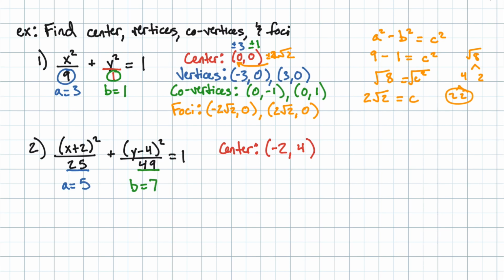This means that my vertices are going to be along the vertical axis because the larger denominator is under y. So that means, here, I'm going to leave a little bit more room this time so I can write that a little bit better. So my vertices I know are changing with the y. So that's going to be a plus or minus 7 from there. The x part does not change. So we got -2, 4 minus 7 is -3, and then -2, 4 plus 7 is 11.